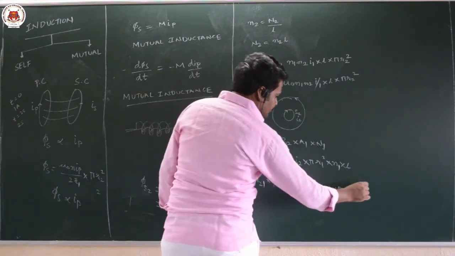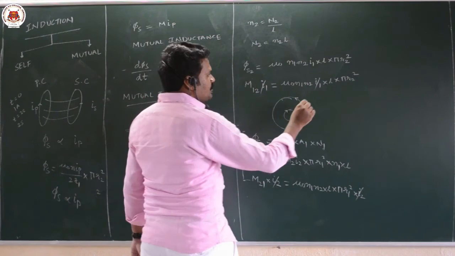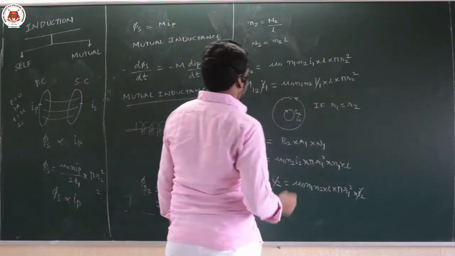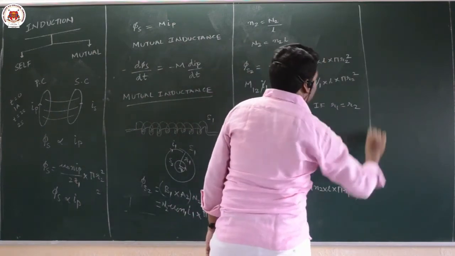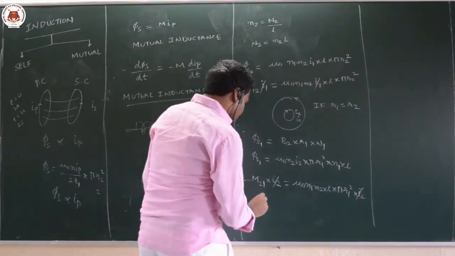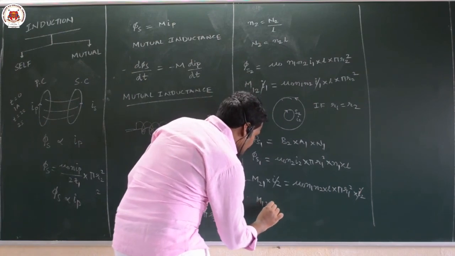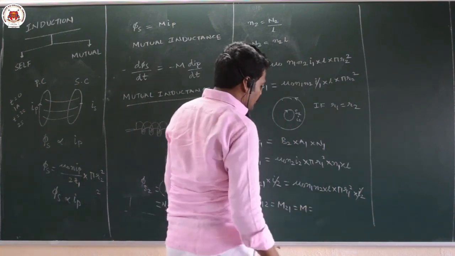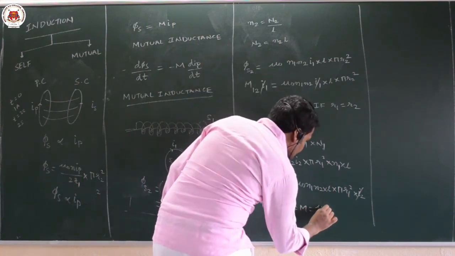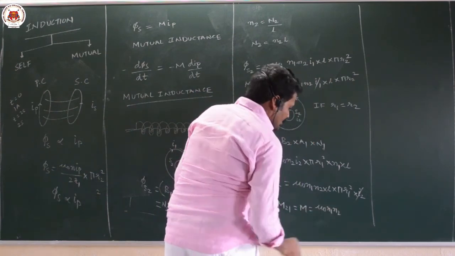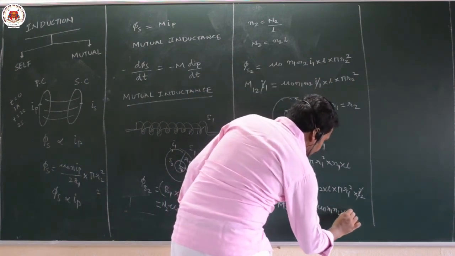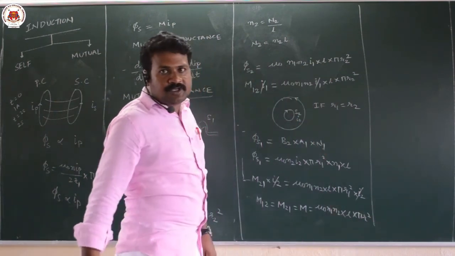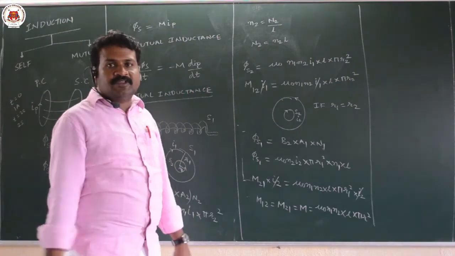I2 will get cancelled. From this, if R1 is equal to R2, we can observe that M12 is equal to M21 is equal to M, which is equal to mu naught N1 N2 into L into pi R square. This is the mutual inductance of two solenoids when one solenoid is placed inside the other solenoid.